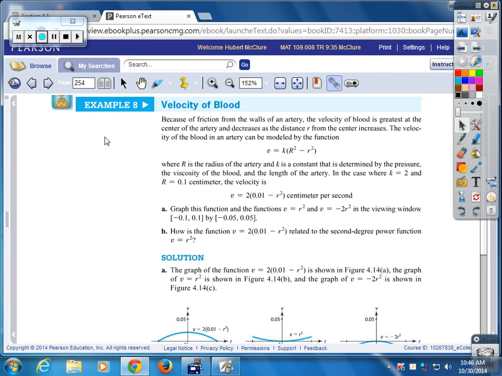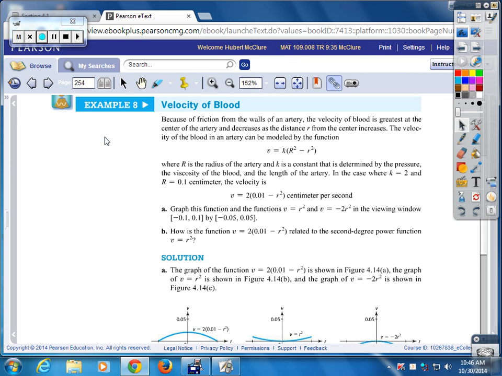The velocity of the blood in an artery can be modeled by the function, where r is the radius of the artery and k is the constant that is determined by the pressure and viscosity of the blood. They use an average blood pressure rate, and they use an average viscosity of the blood. What's viscosity? Good. And how would you know that? From your dang old oil commercials on TV. Talking about what? Viscosity. Or you might have looked it up in the dictionary.